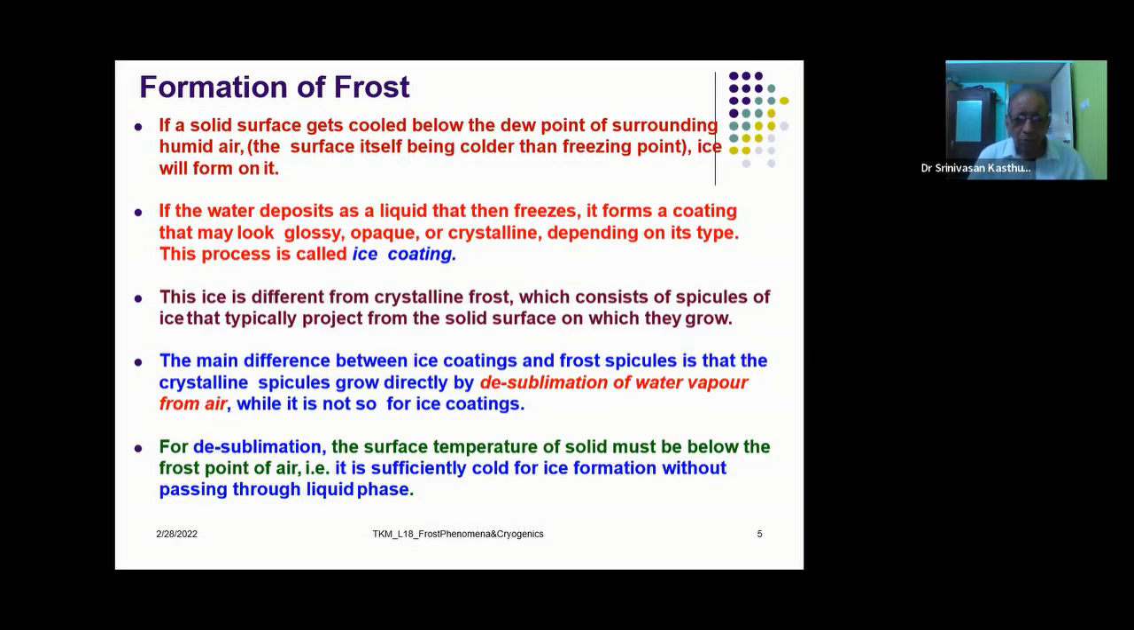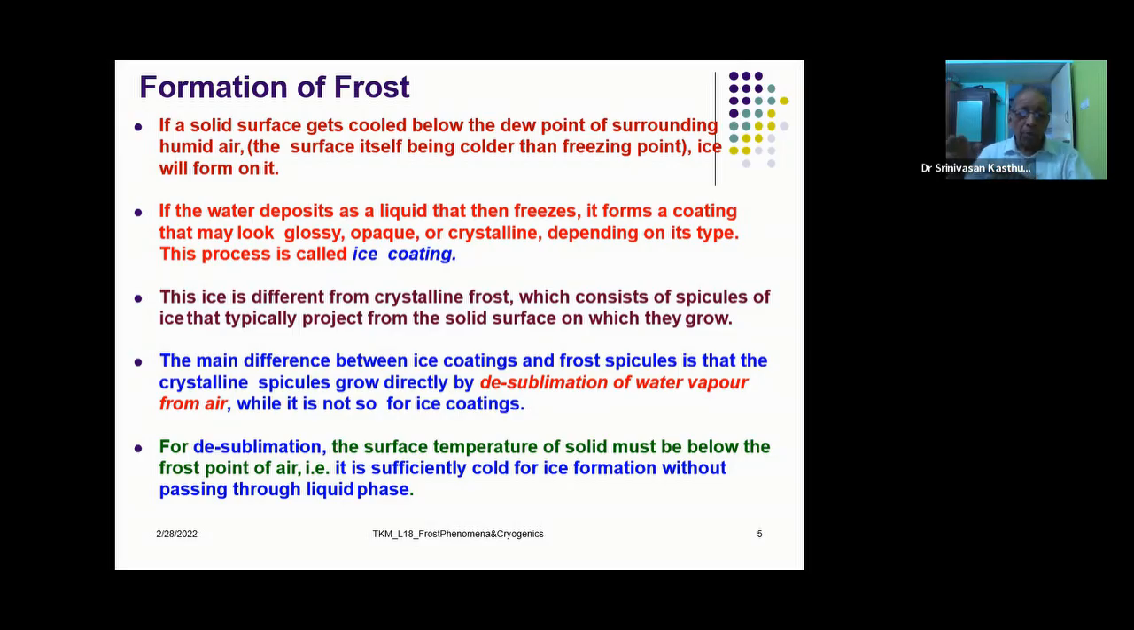Crystalline frost consists of spicules of ice, very sharp needle-like things. Normally they project from the solid surface from which they grow. So what is the difference between the ice coatings and the frost spicules? The spicules directly start growing on the surface by desublimation of water vapor from the air, while ice coatings are not so.